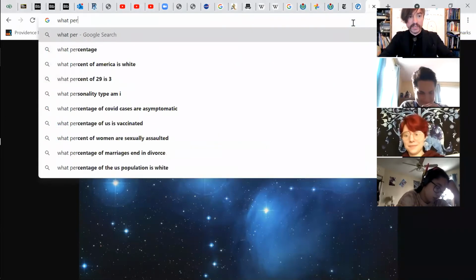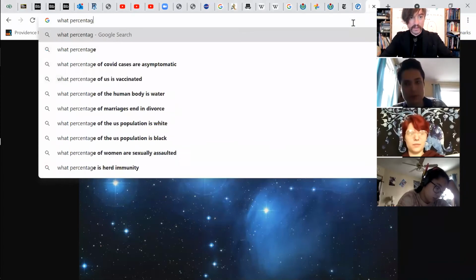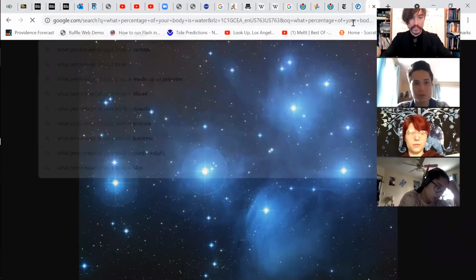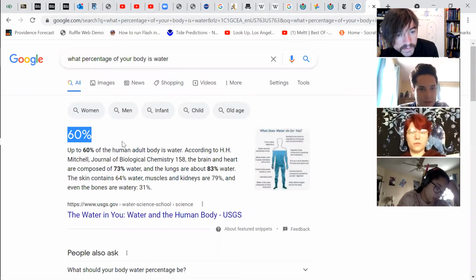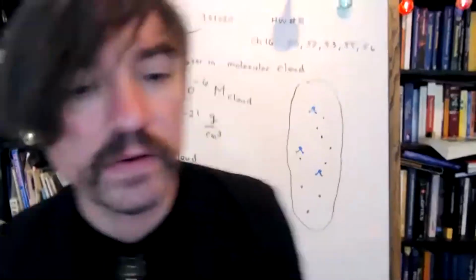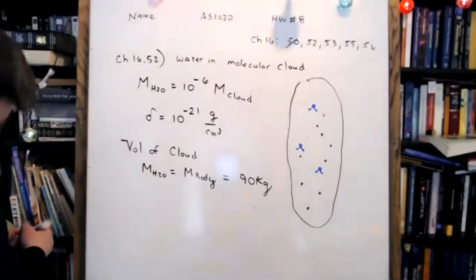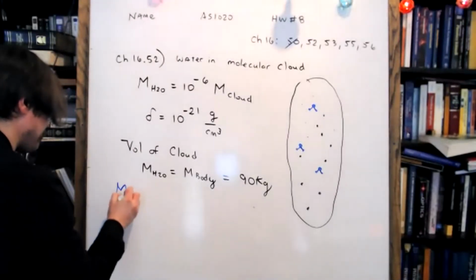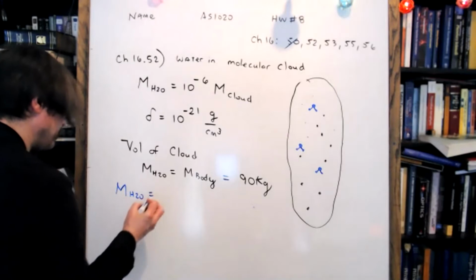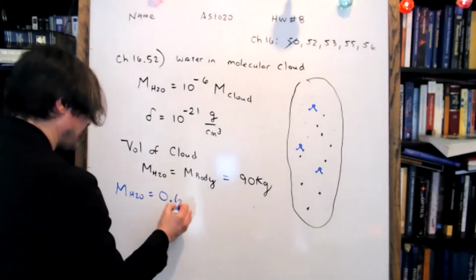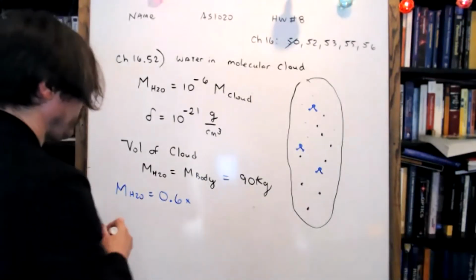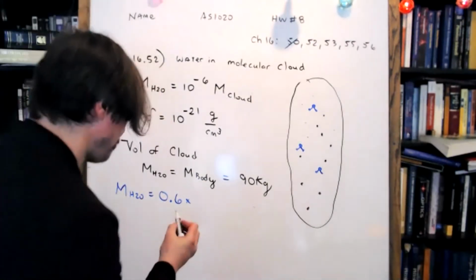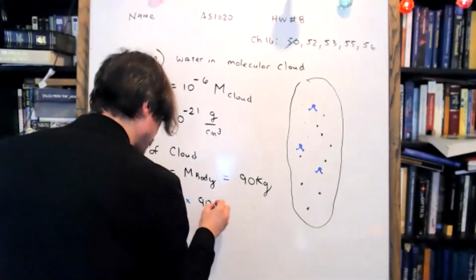What percentage? Hold on. You weigh 200 pounds? 60%. Okay, so let's take 60% of that to get the real mass of the H2O. The mass of just the H2O is probably 0.6 times 90 kilograms. What's 6 times 9 again? 54.